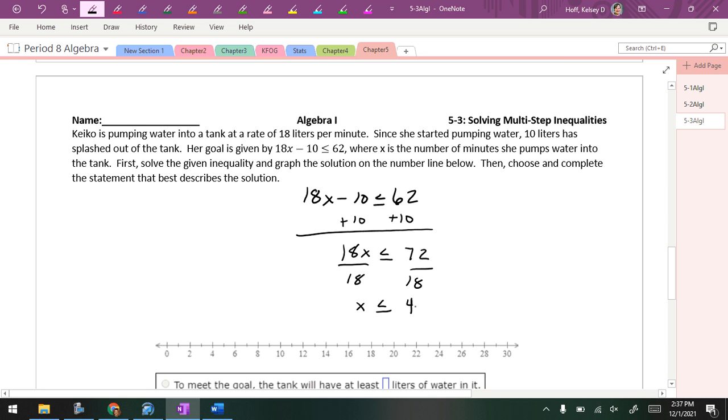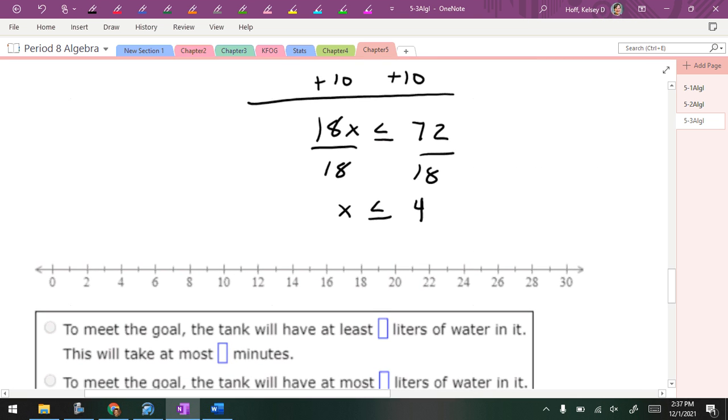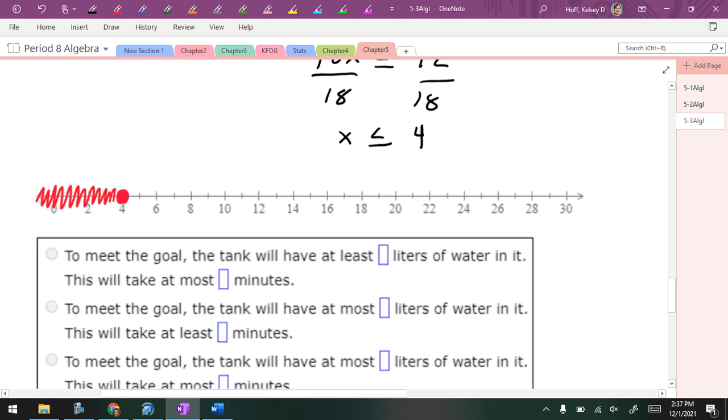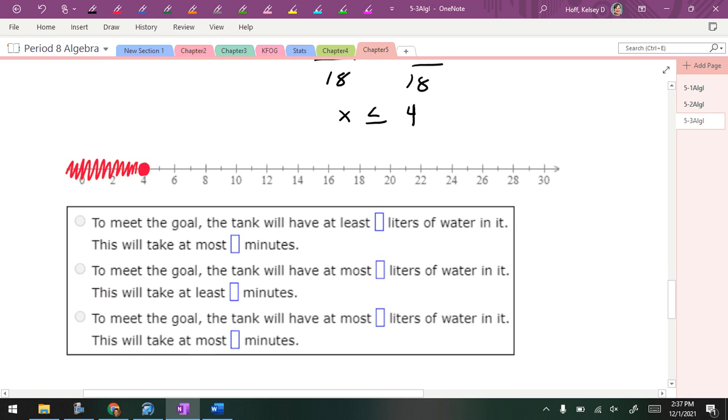I got x is less than or equal to 4. Yes? Okay. Most important number? Open or closed circle. Closed because of the equal to. Shading to the left towards the negatives or right towards the positives? I'm gonna go with x is less than. If x is less than, yes, you would shade to the left. All right, now we have to pick which one of these is the correct statement.